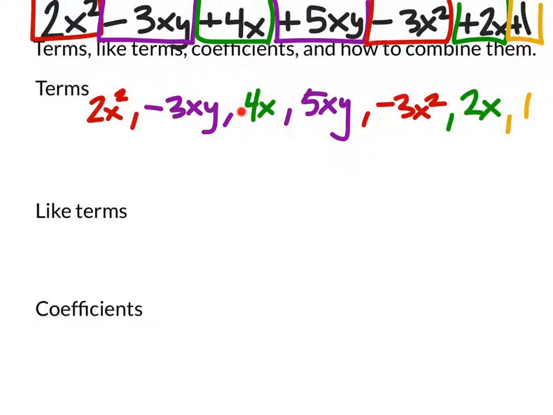The 4x as well has an x, but it's not x squared, so they are also not like terms. Another xy, that's no good because the x is not squared. Here we've got a negative 3x squared. Well, that one is a like term. So in terms of like terms, we got a 2x squared and negative 3x squared.